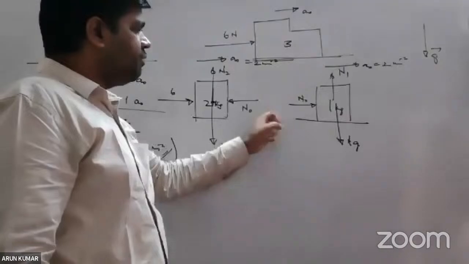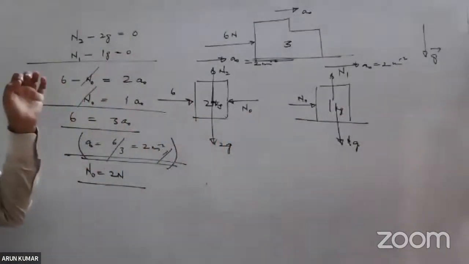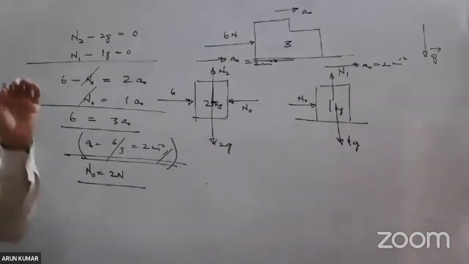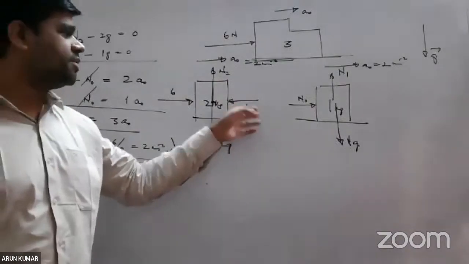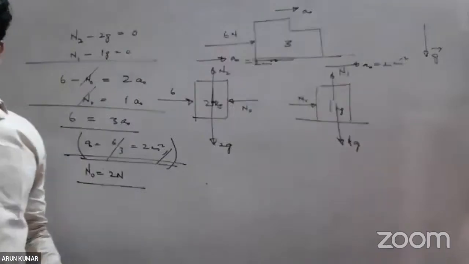But to get the reaction, I have to write the FBD. Draw the FBD for both individually. If the question is asking for the normal reaction, then I have to go for these equations. If the question is asking only for acceleration, I don't have to go for these equations. I can directly write acceleration from here. Alright?